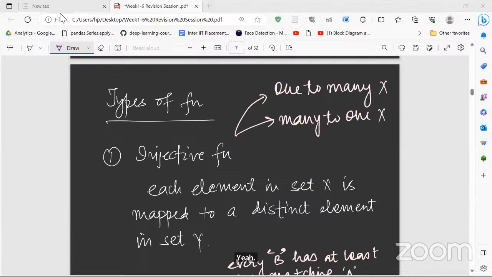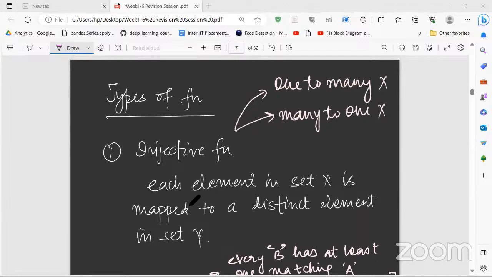In the types of function, you have to read about injective, bijective and surjective functions. The injective is the most important, and you should know which function is injective or not. For the injective function, the definition, as everybody knows, is that each element in set X is mapped to a distinct element in set Y. Here also there is a catch. One to many is not possible, because if one to many is there, it's not even a function. So for an injective function, the first condition should be that it is a function, and then what is the other condition?